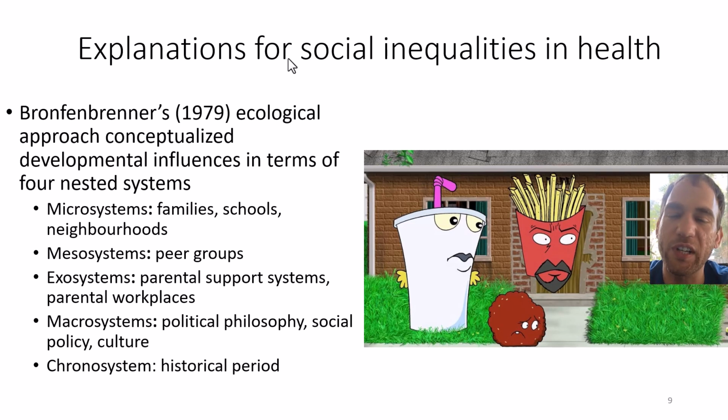So Bronfenbrenner's larger argument was that in order to consider any developmental outcome, again, in our case here, health, you have to consider these different systems. And these are just some of the factors embedded within these systems, but ultimately you need to take into account the larger context in which a person is developing in order to understand predictors of health and why someone developed a particular way, why someone developed a chronic condition, why there are social inequalities in health.